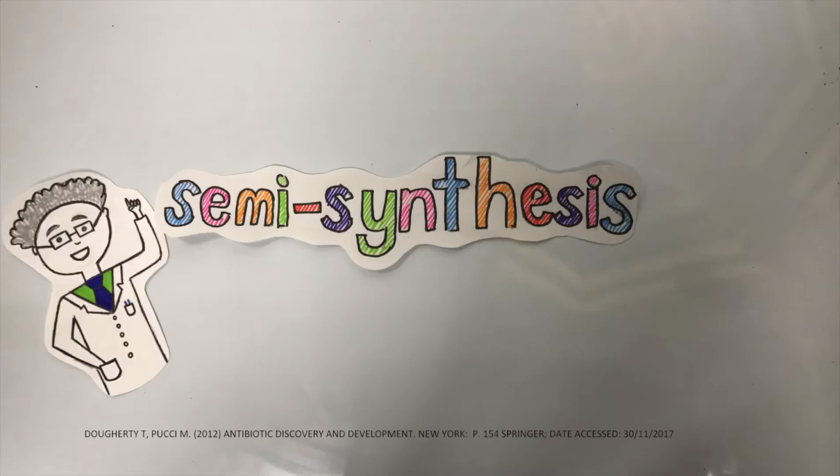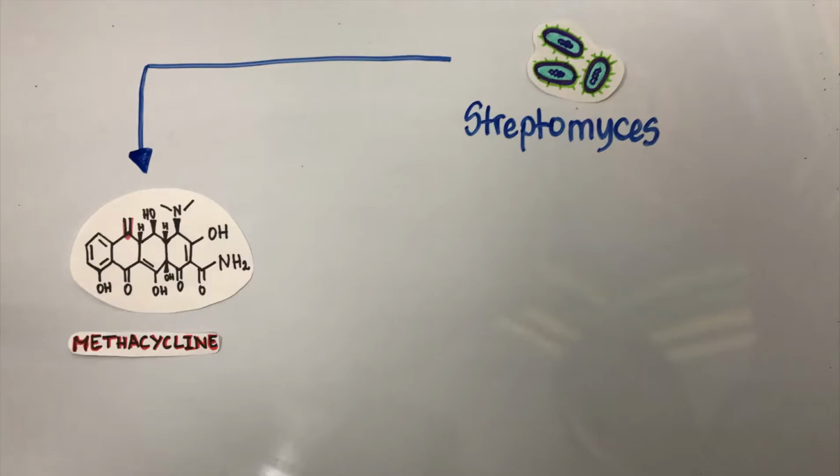However, the way in which doxycycline is commercially produced is by a semi-synthesis reaction developed by Pfizer chemists. Semi-synthesis usually involves using chemical compounds derived from natural products as a starting material, so in this case, methacycline is that starting compound.